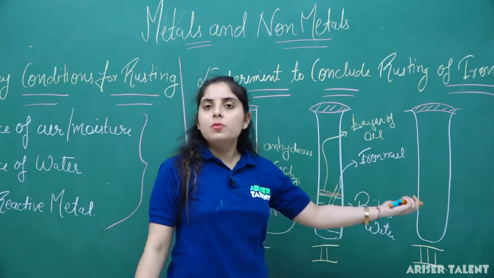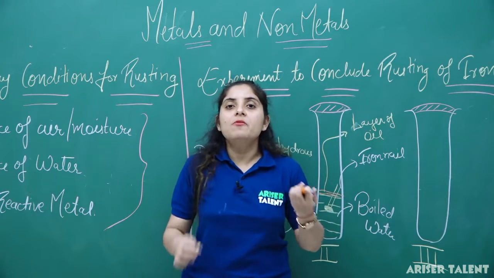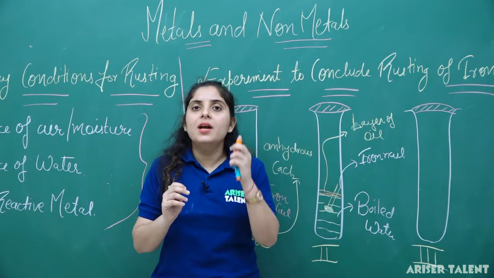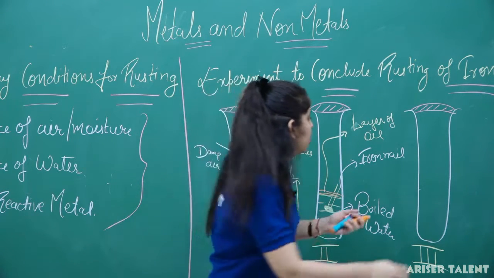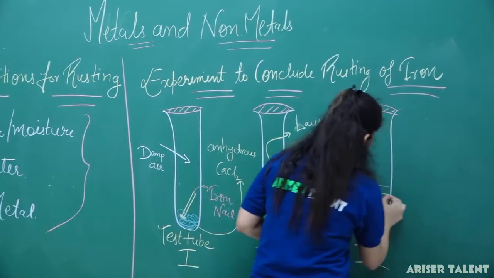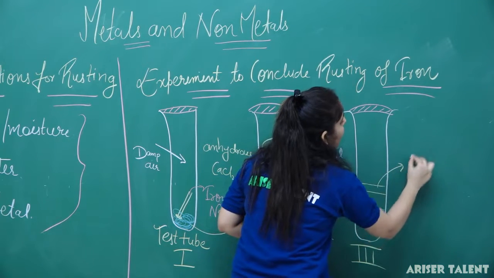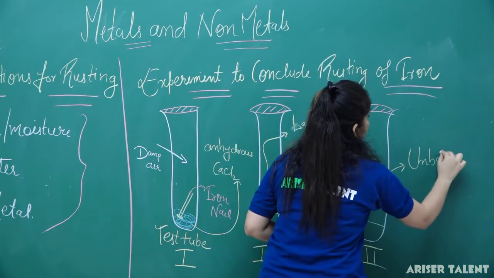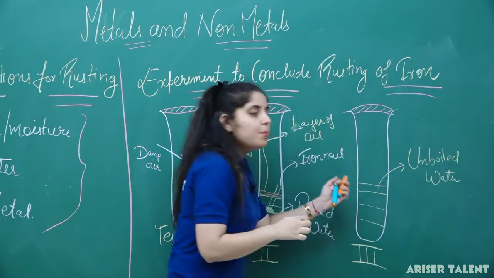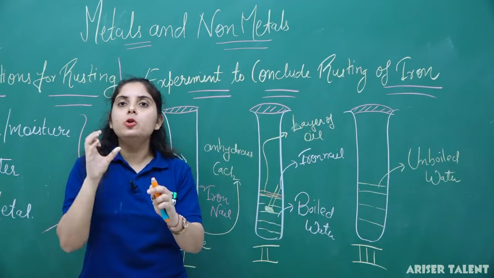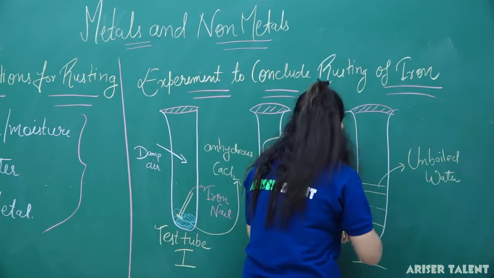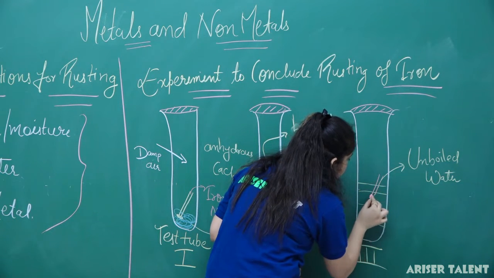Now, we are going to test tube number 3. In this test tube, we have put only unboiled water and 2/3 part of the iron nail is dipped in the solution. So, what we have done here, we have taken the unboiled water, and in this unboiled water we have dipped only 2/3 part of the iron nail in the test tube. So, this is our iron nail.